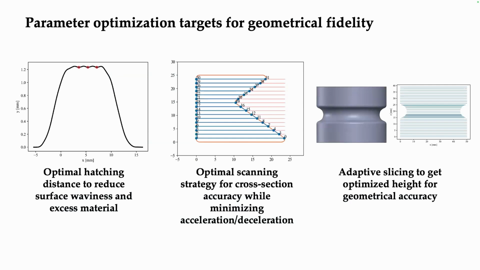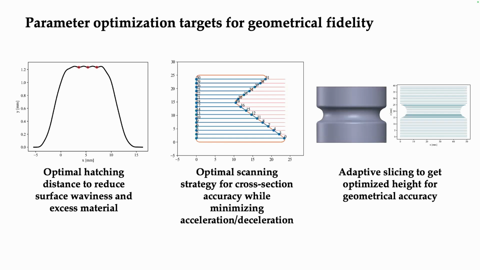And on top of that, we added a series of optimization functions to make sure that we are improving the geometrical accuracy of the deposit, including designing the hatching distance in a way to reduce the surface waviness of the deposit. Since this is a continuous process and we cannot stop the deposition during the process, if we have a very complex shape, the scanning strategy becomes very important to minimize the overspray or the waste of the material.